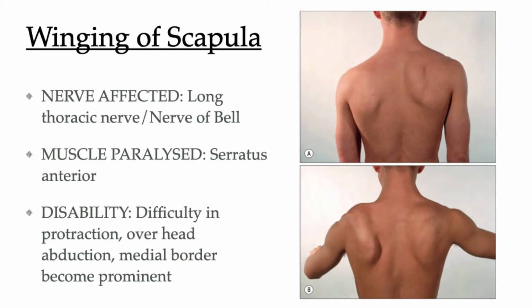Serratus anterior is responsible for protraction of the scapula and it also helps in overhead abduction, and hence a patient with paralysis of serratus anterior will have difficulty in protraction of the scapula, that is, performing pushing and punching movements, and will have disability in performing overhead abduction. Whenever he tries to do a pushing and punching movement, at that time the medial border becomes prominent, and hence the condition is called winging of scapula.